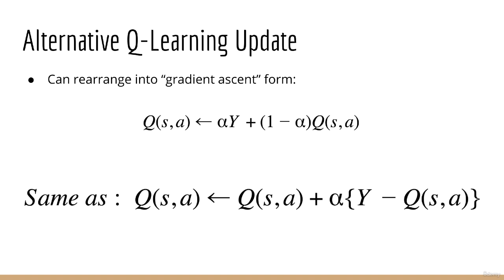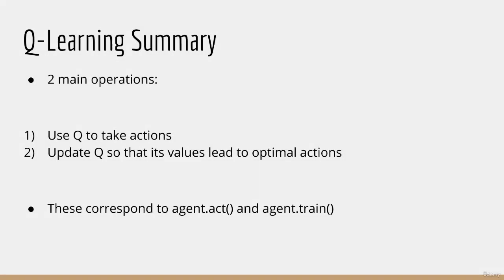Using basic algebra, we can rearrange this into a more typical form where Q(S, A) appears by itself and the error between y and Q(S, A) appears beside alpha. For my machine learning students, you may recognize this as gradient ascent or gradient descent. Note that this is the version we will see in the code, since it's closer to how Q-learning is usually presented.